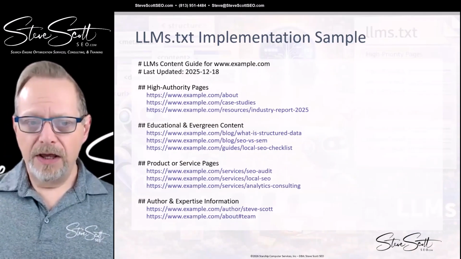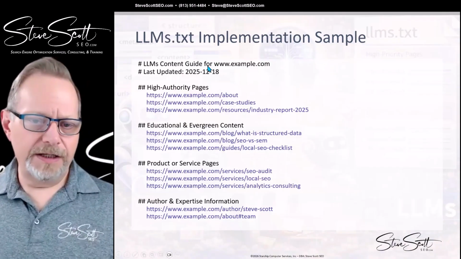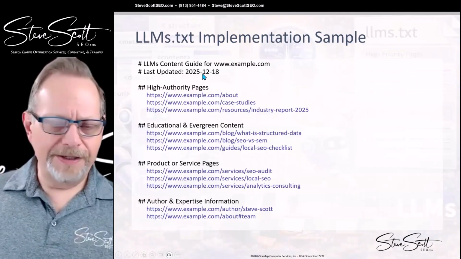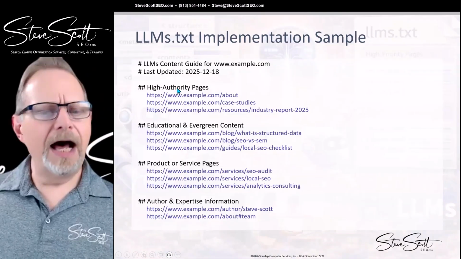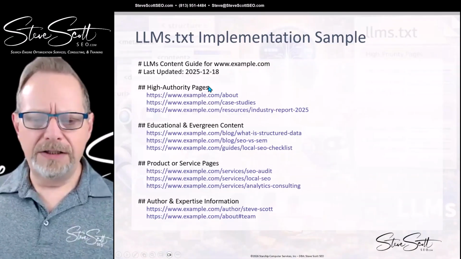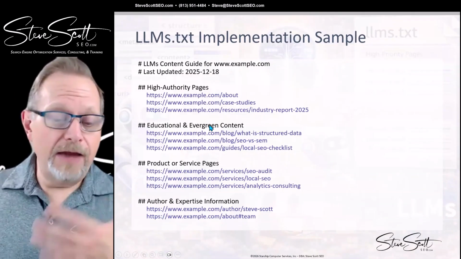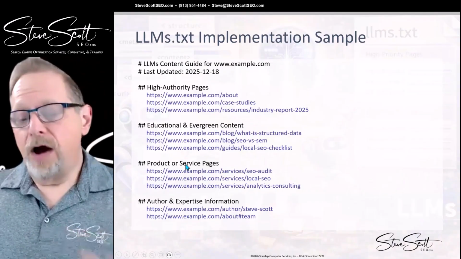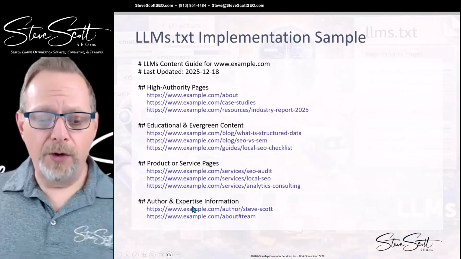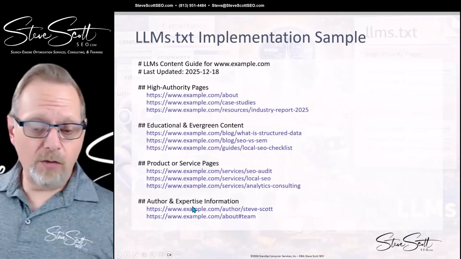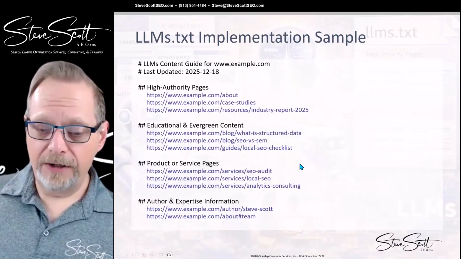So here's sort of a sample of what you might see in an llms.txt implementation. All right, you have a little bit about, maybe this is the guide for whatever the website is, maybe the date you last updated it. And here you've got these high authority pages. These are your important pages, right? Here are your educational evergreen content. Here's your product or service pages. Here's your author expertise information, right? Really important that you get that kind of stuff out there.